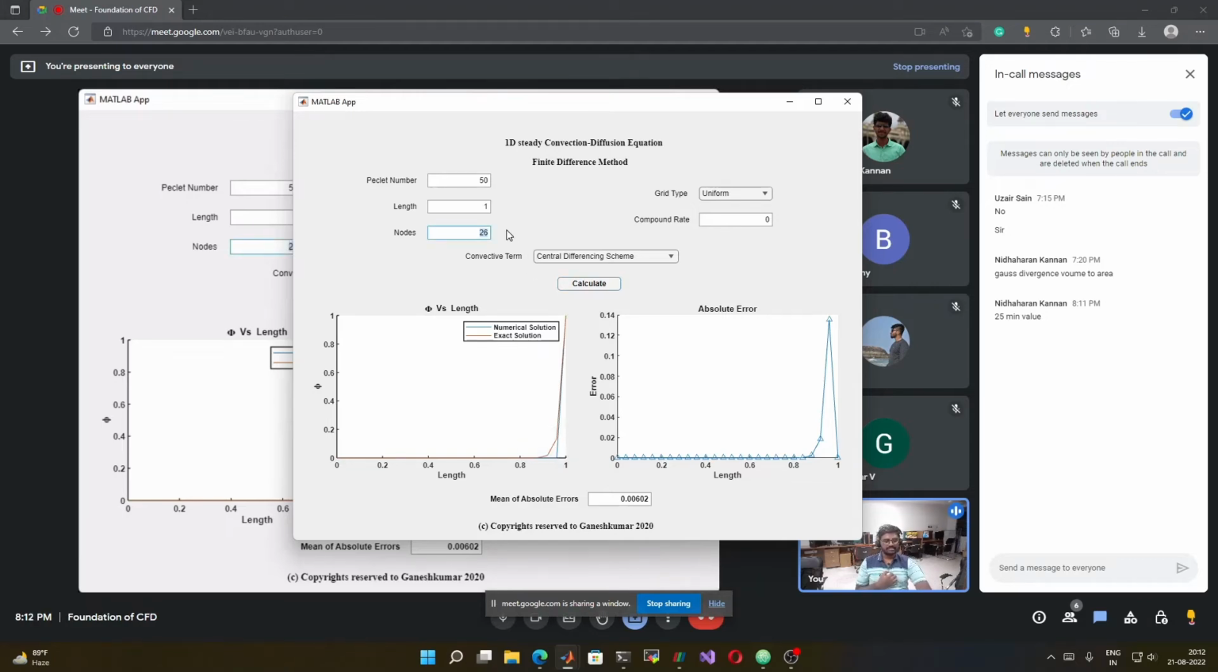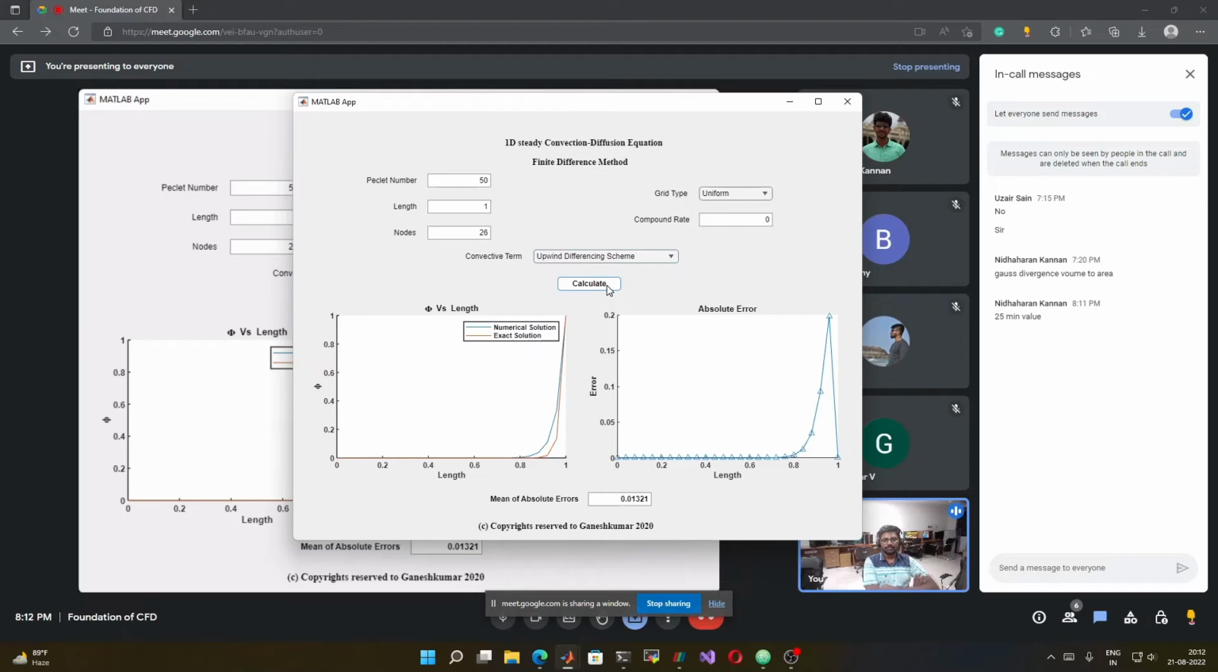So if it is less than 25, what you are going to see is an unphysical solution. So what this really tells is, if you want to have a stable solution in a steady state, you should have a local Peclet number less than or equal to 2. Okay, so if it is an upwind, you no need to worry.